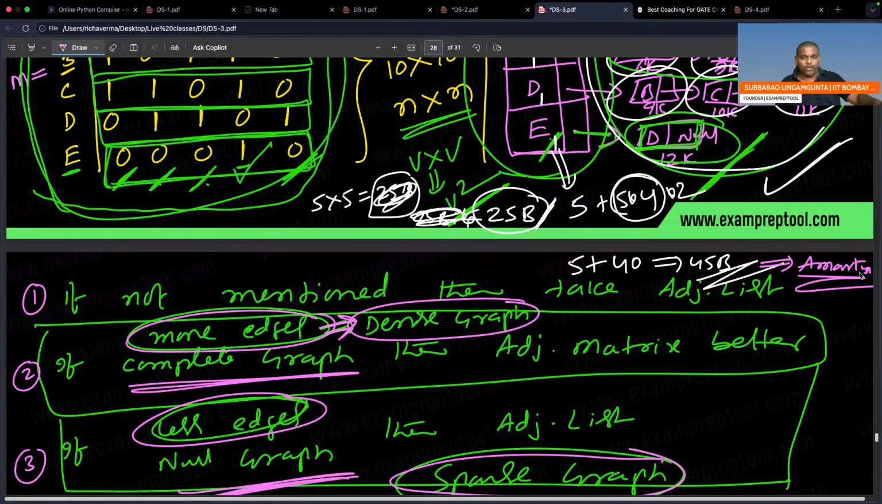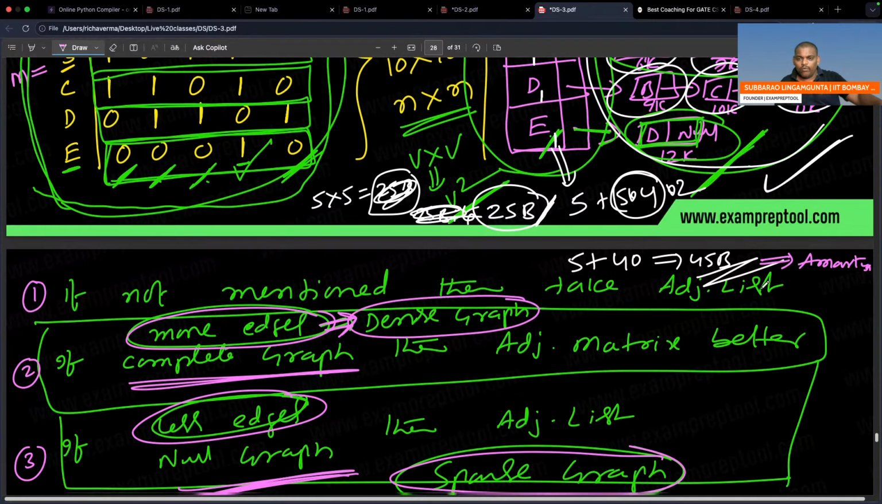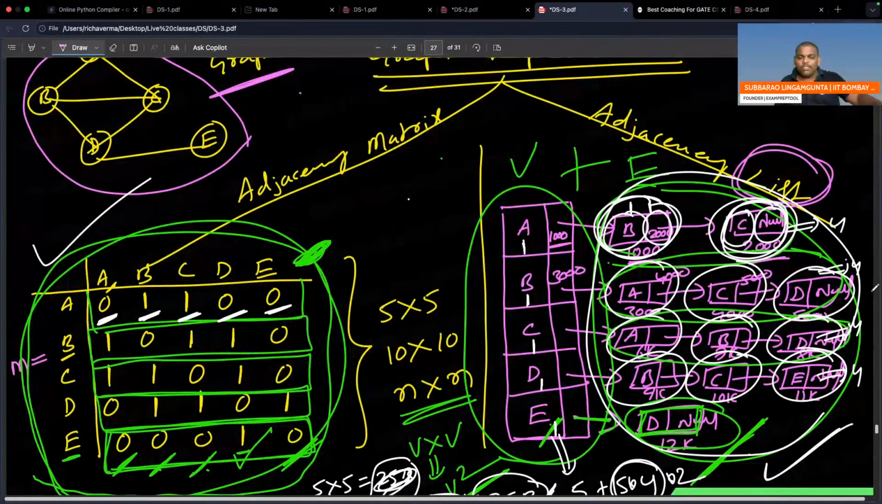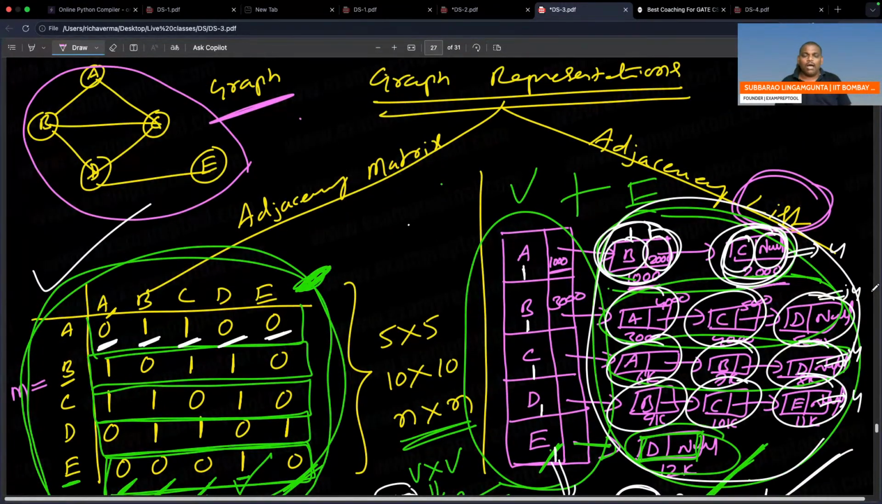Okay, fine. Can we move? So very simple. This also let me summarize. It will be useful to you. Afterwards, you can study more deeply also.